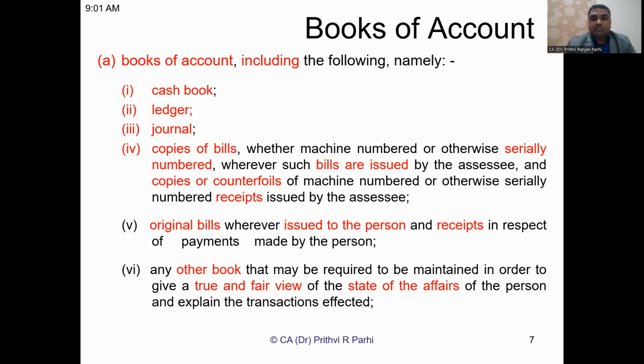And any other book as may be required to be maintained in order to give a true and fair view of the state of affairs of the person and explain the transactions effected. That means if some other books of account are required to explain the accounting transactions, for example, a stock register, a purchase register, or maybe an attendance register to justify the salary payment, those books are also required to be maintained. This is what these provisions are talking about.